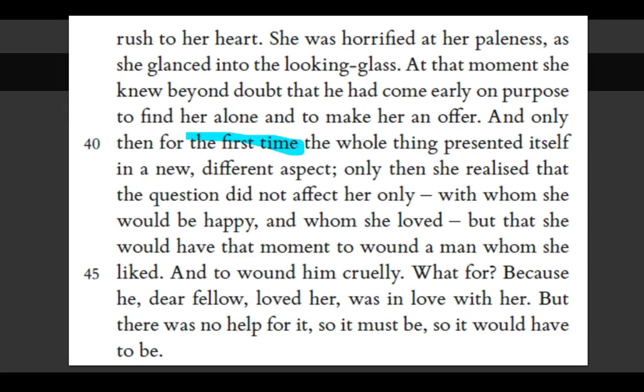So this is the extract referred to in the question we were just looking at. It's from Anna Karenina, and we're looking from 'She was horrified'. I'll just read it through and then we'll look at what's in there in terms of language and structure.